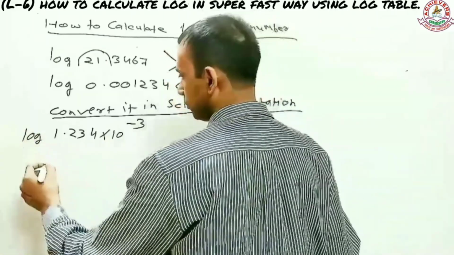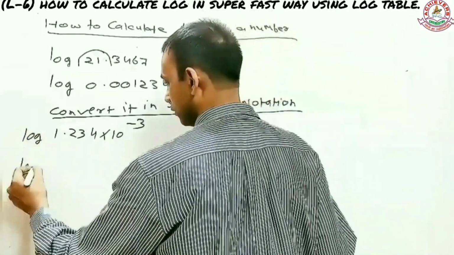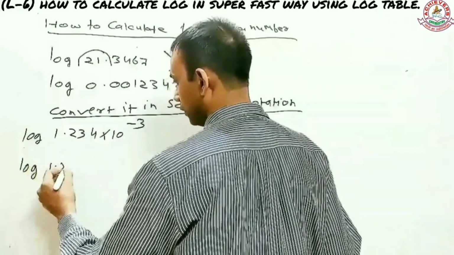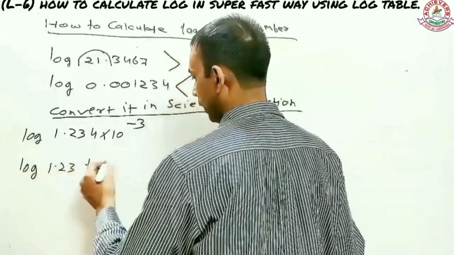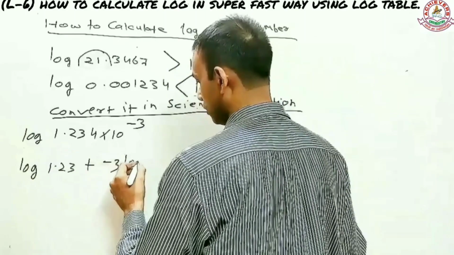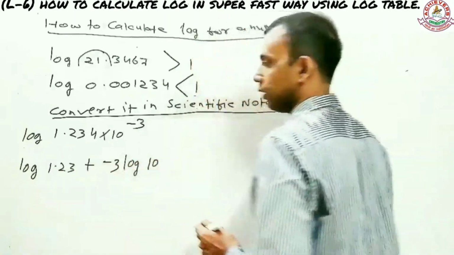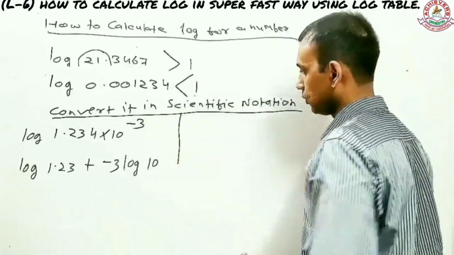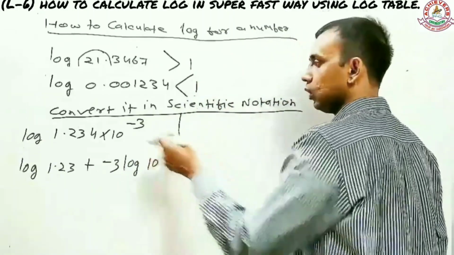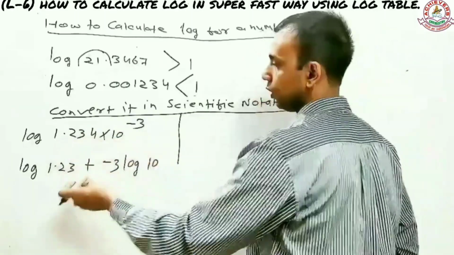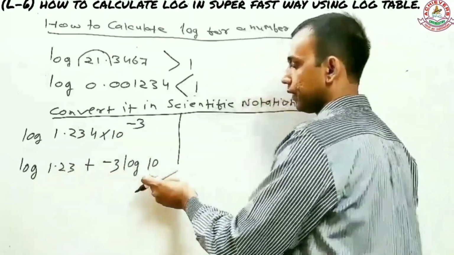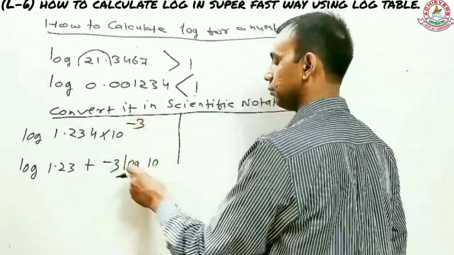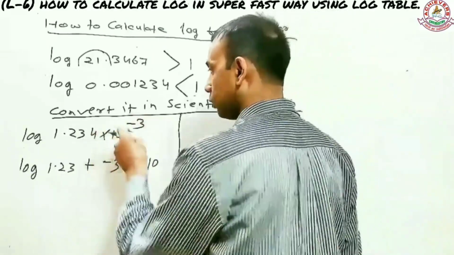Now this becomes log 1.23 plus minus 3 log 10. You know what? There is a rule. Again, like I said earlier, mathematics is not my subject, but probably there is a rule: log of A into B is equal to log A plus log B, right? So the exponent will be coming before the log. I hope you have understood what I have done here.